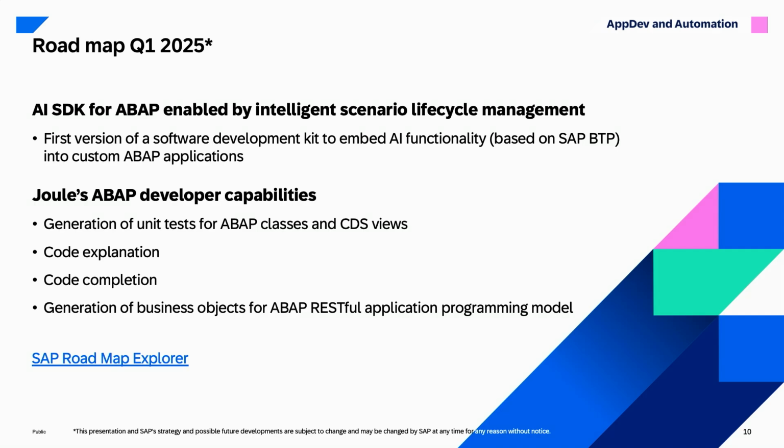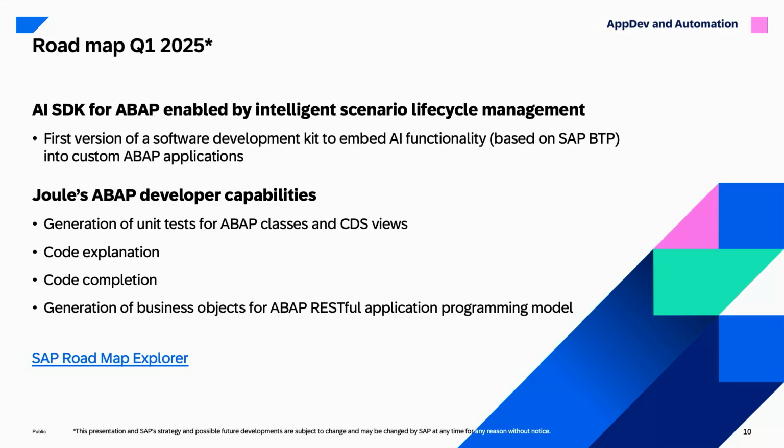For the sake of time, we couldn't demonstrate today, for example, the ABAP AI SDK powered by ISLM. But that is the Empower part, that's right. And here you can check the link to the Roadmap Explorer where you can find more information about the upcoming features.